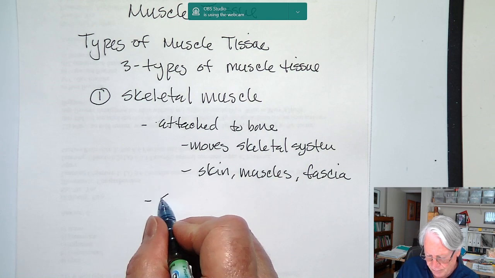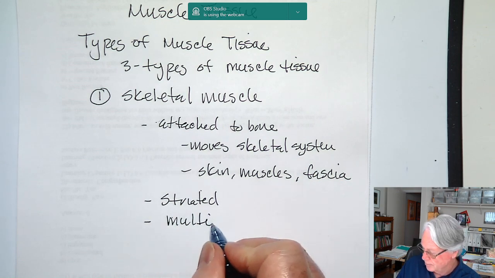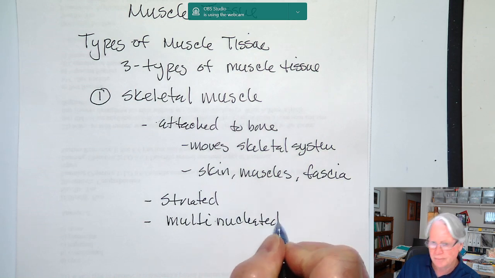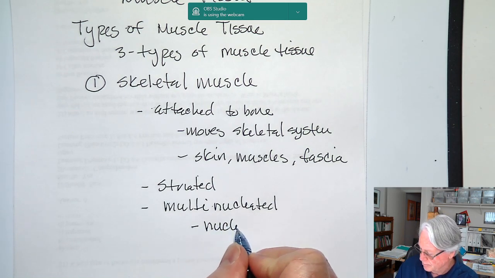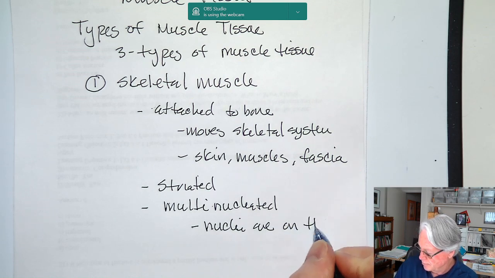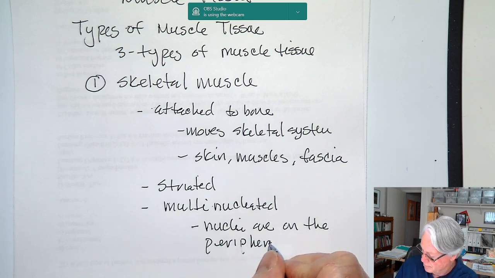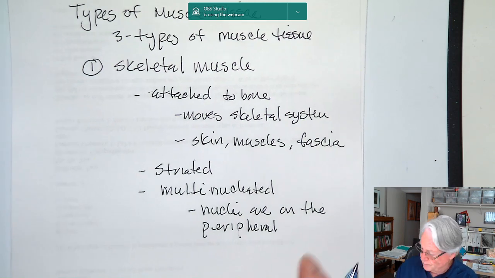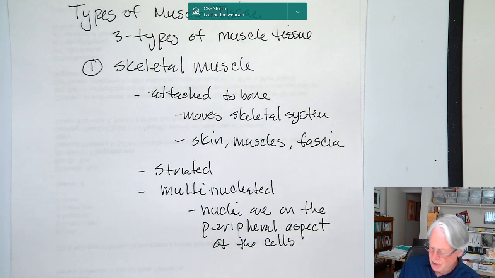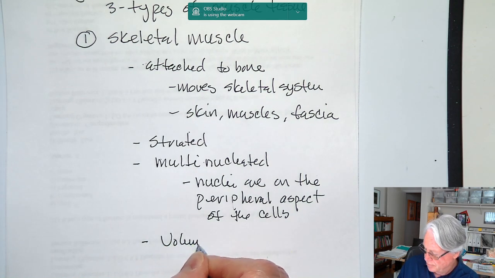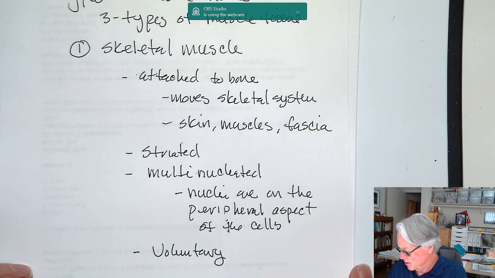It is striated. It is multinucleated. And the nuclei are on the periphery. And it is voluntary. So again, really a very quick review of things that we already know.